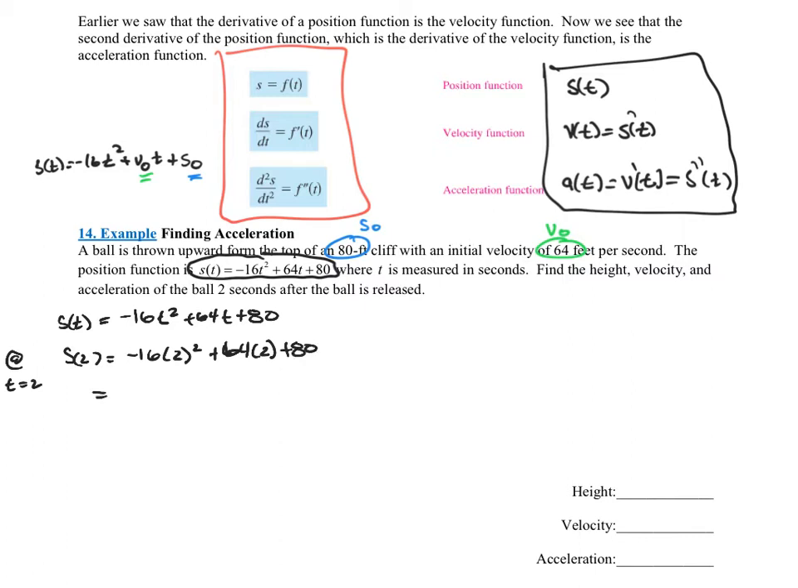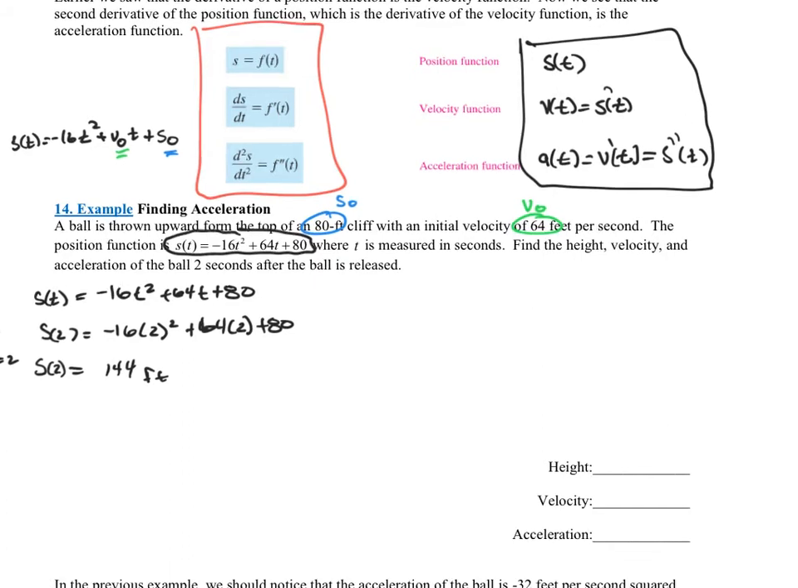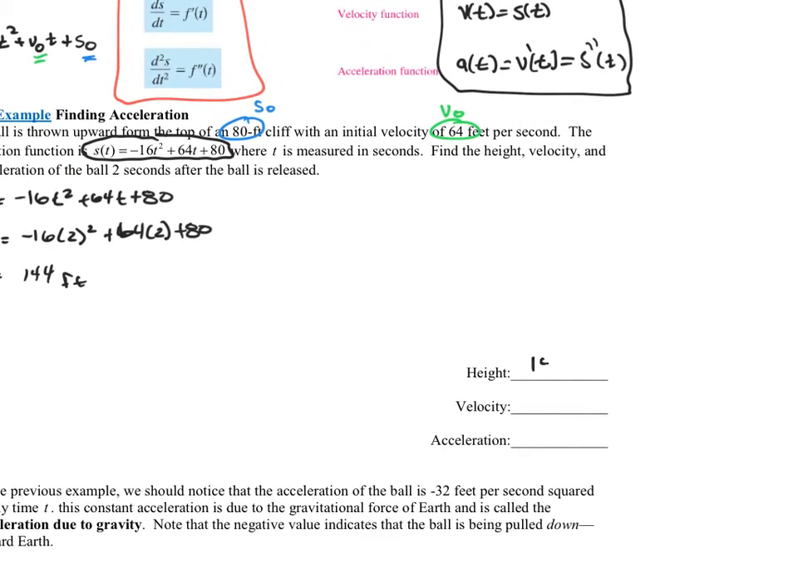Plug that into your calculator now and let's see what you get. I'm plugging in negative 16 times 2 squared plus 64 times 2 plus 80. And in my calculator, I'm getting 144. Now notice this is a position function, so this is the height of the ball. So what was the height of the ball after 2 seconds? It was 144 feet in the air. Let's move on to the next.